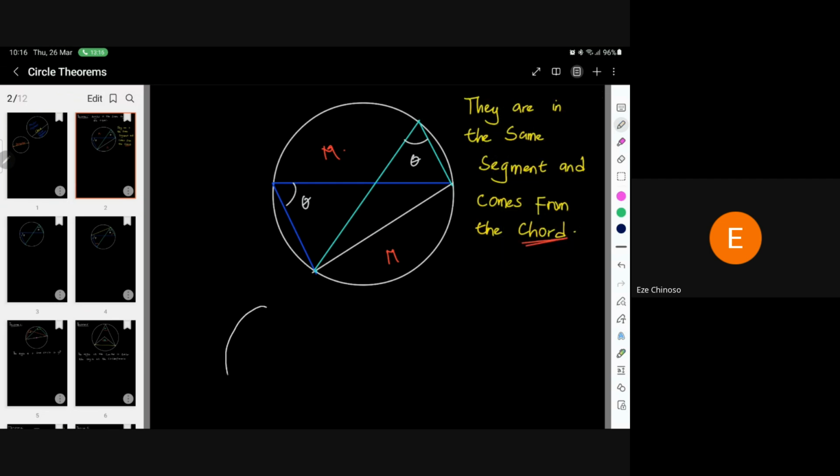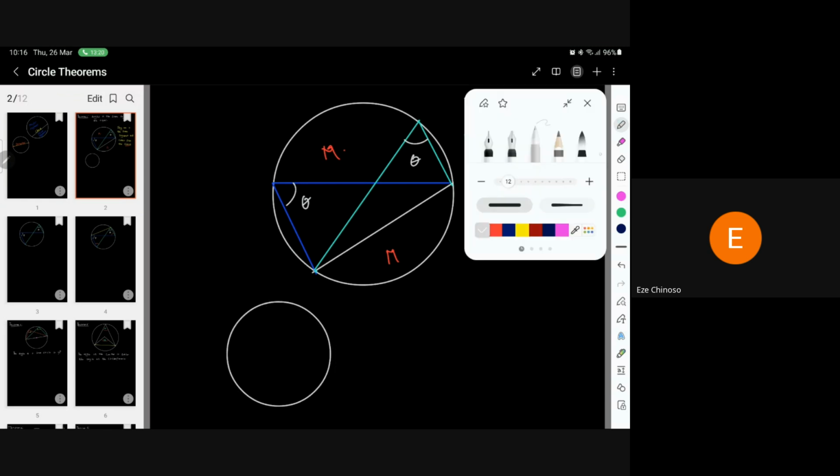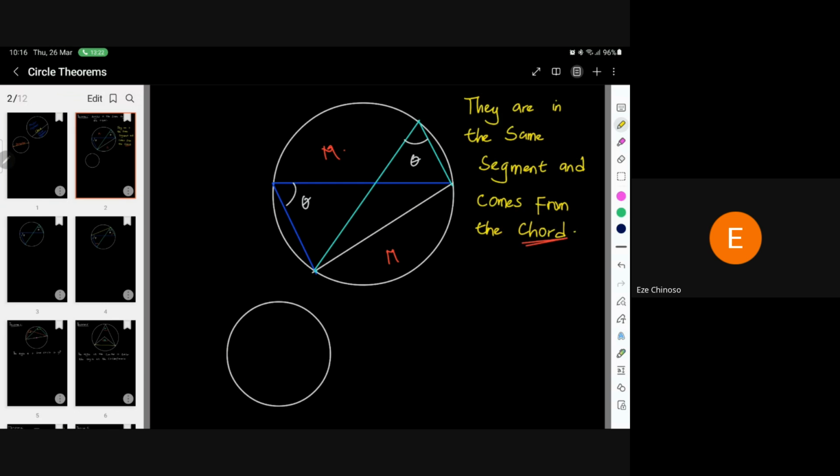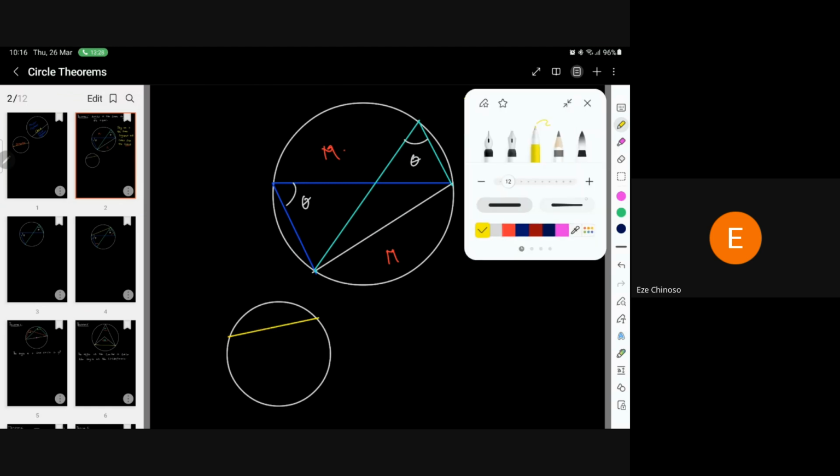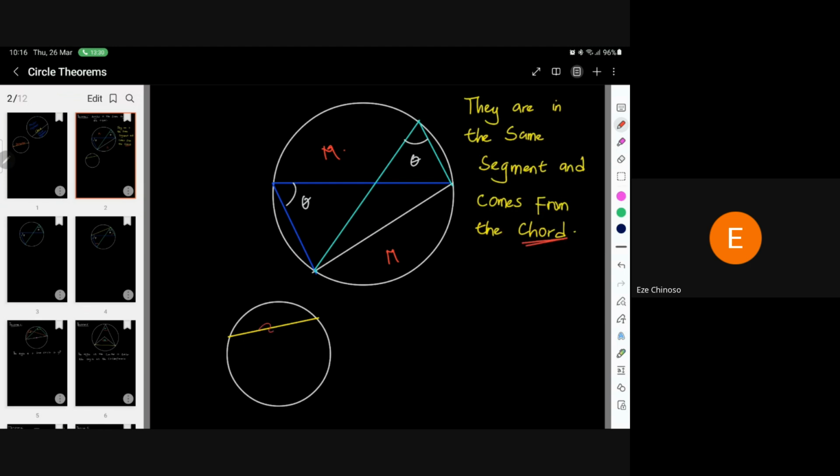If I'm to resketch this diagram so you could understand what I'm saying better, when you have a circle this way, let me do it downwards. The one I drew here was facing upwards. Let's make it face down. So this is a chord. Now, when you have this chord, there's a line that will be formed from this same chord. Let's say that we'll have this line running through from here, right?